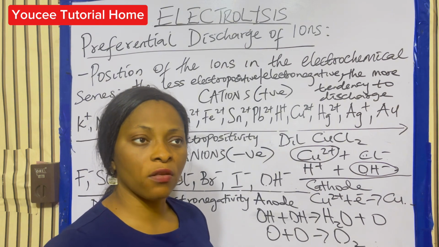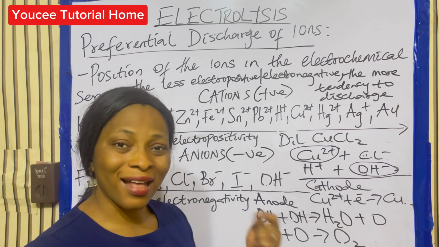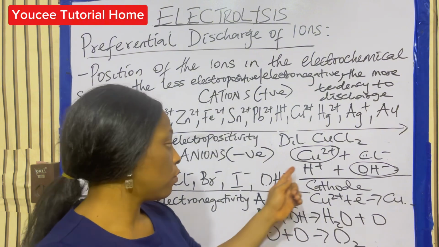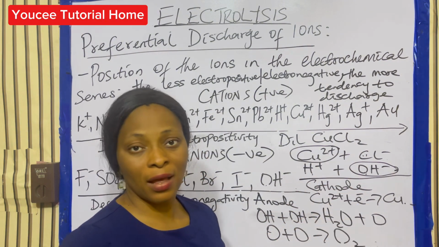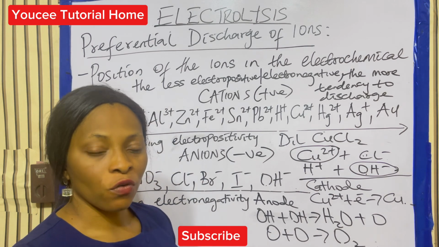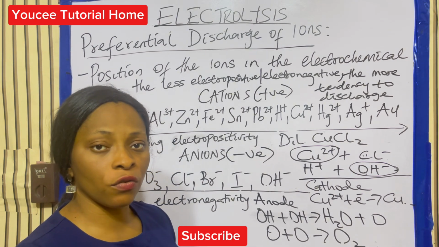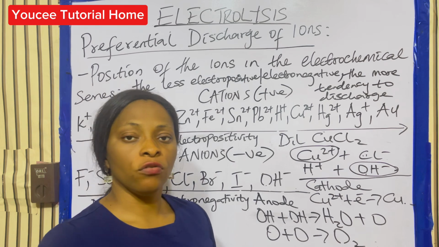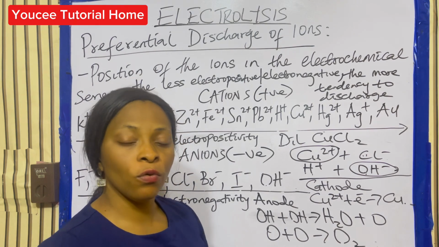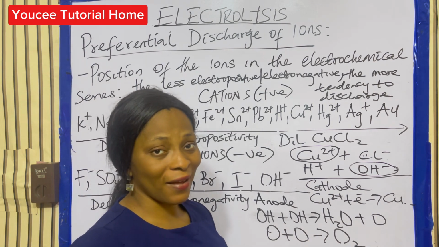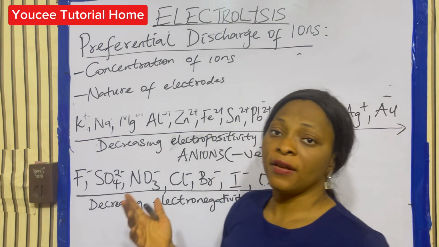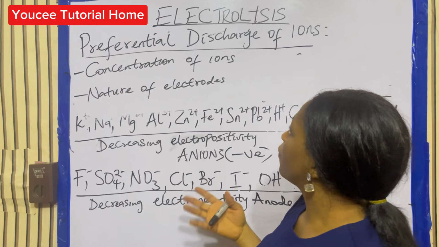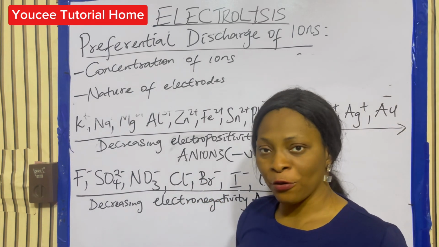So what will be the resulting effect of this solution? The resulting effect of this solution will be what? Acidic medium, because of the presence of hydrogen. Hydrogen and chlorine is what? Acidic medium. So which indicator are you going to use? If you use litmus paper, it will turn blue litmus paper to red. Are we together? So the nature of electrode also affects. So these are the factors that affect the preferential discharge of ions.